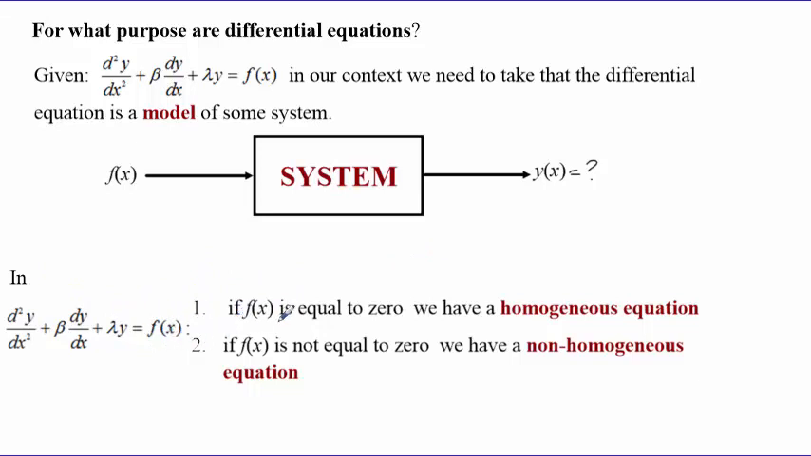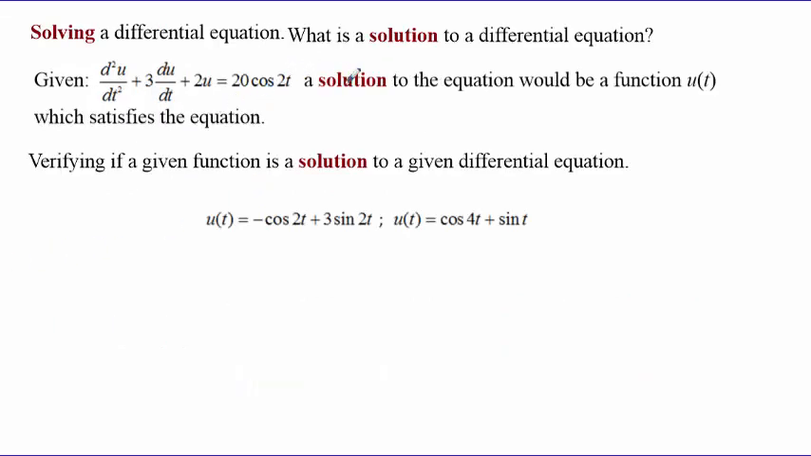Also important, in an equation like this one, we could have two cases. One, if f of x, the right hand side of the equation, is equal to 0, we would say that we've got a homogeneous equation. In other words, the input to the system will be 0. On the other hand, if f of x is not equal to 0, we would say we're in the presence of a non-homogeneous differential equation.